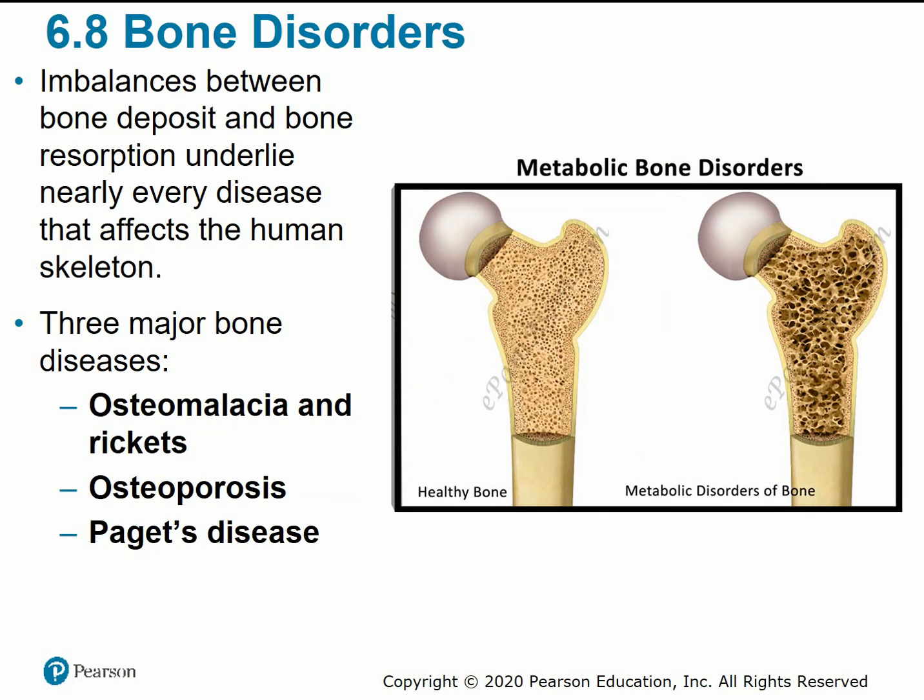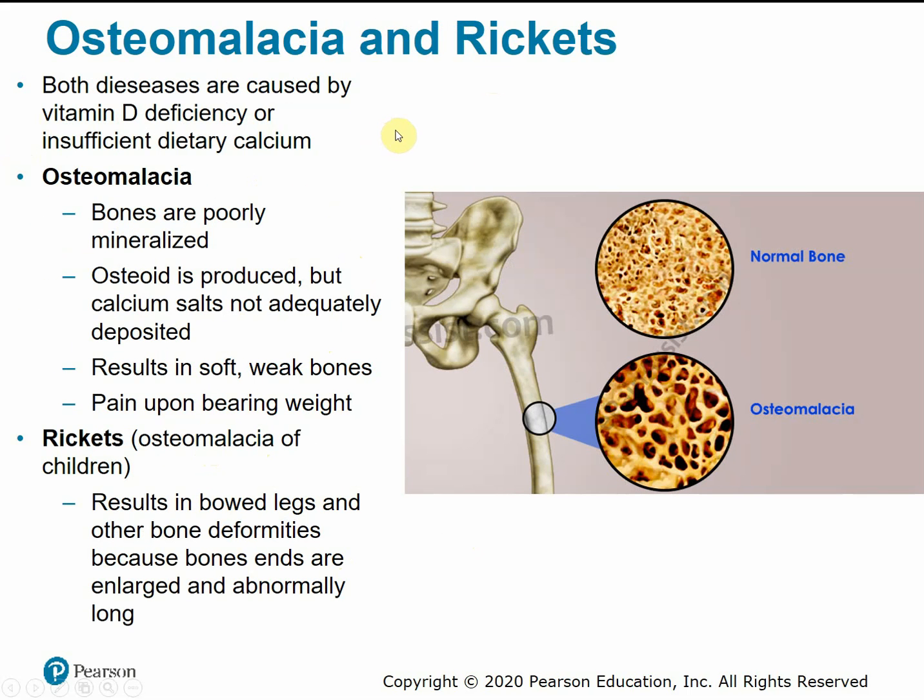Various types of bone disorders all have the same underlying cause. So there's some type of imbalance between bone deposition and bone breakdown. The three major types of bone diseases include osteomalacia and rickets, osteoporosis, and Paget's disease. Osteomalacia and rickets are both diseases caused by vitamin D deficiency or insufficient dietary calcium. So rickets is just osteomalacia in children. So it's characterized by the bowed legs and maybe some other bone deformities.